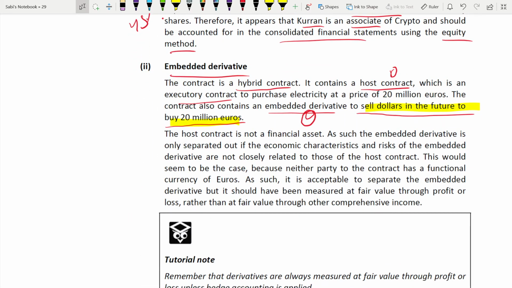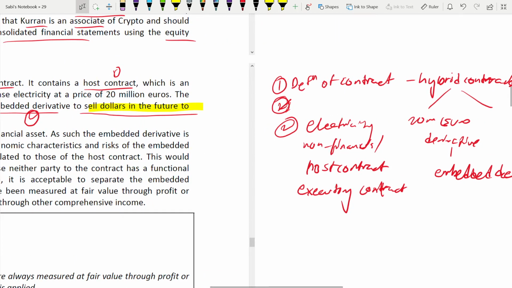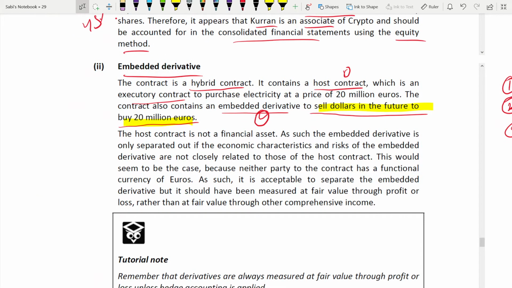Now, very important, whether the host contract is a financial asset or not. I have written it here. It's a non-financial asset. Okay, non-financial asset. Very important whether it's a financial or non-financial asset. Then it changes. It's a non-financial asset. Now the host contract, that means the electricity. Electricity is not a financial asset.